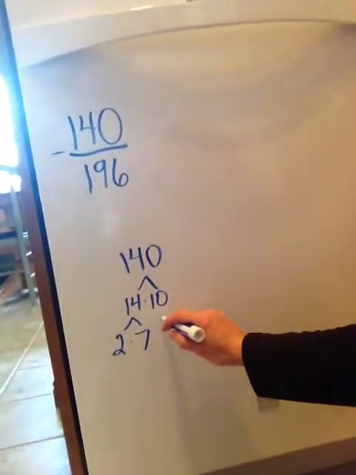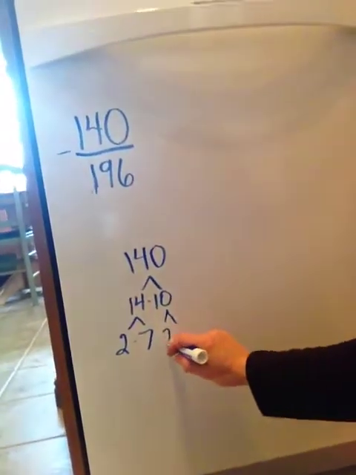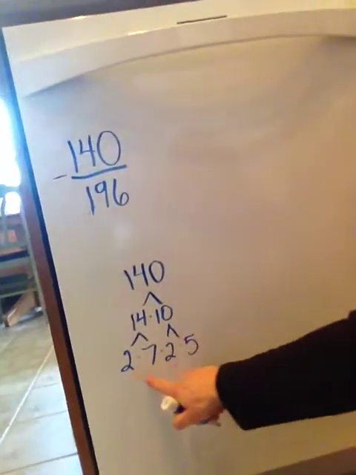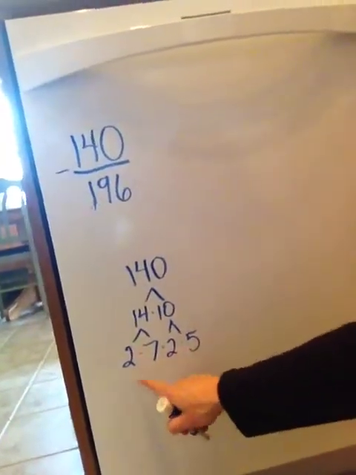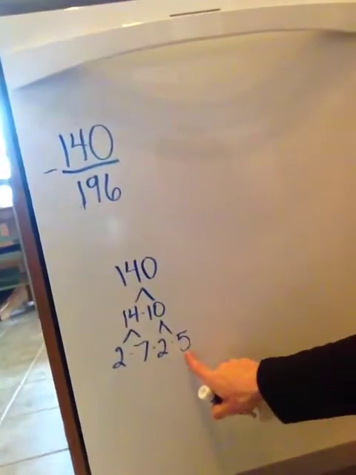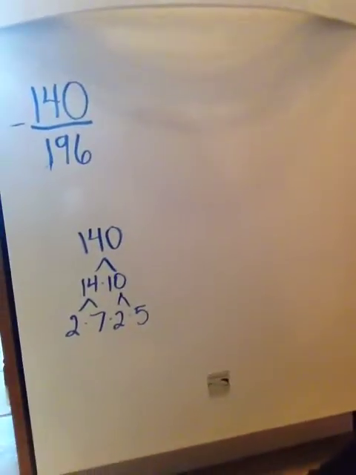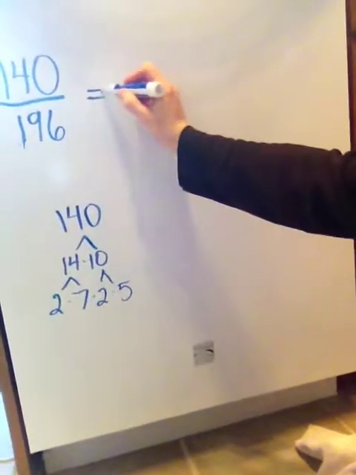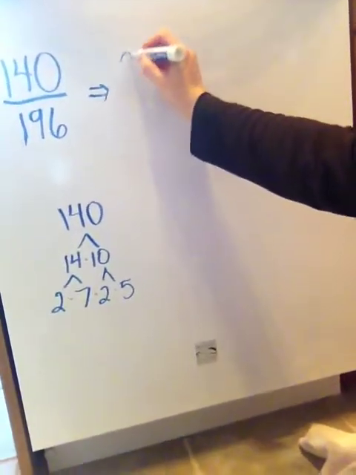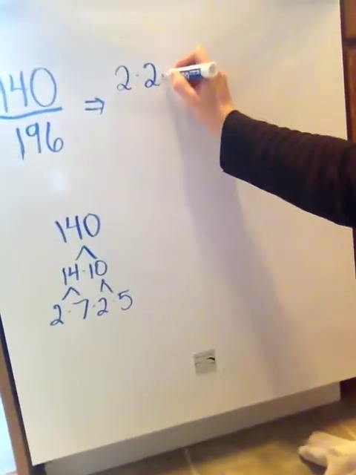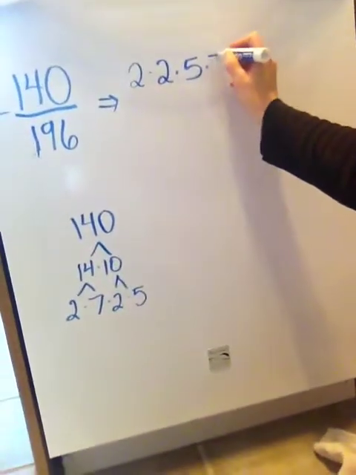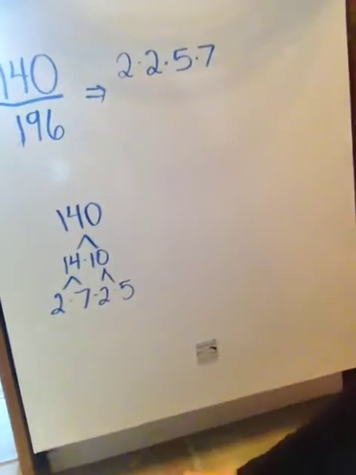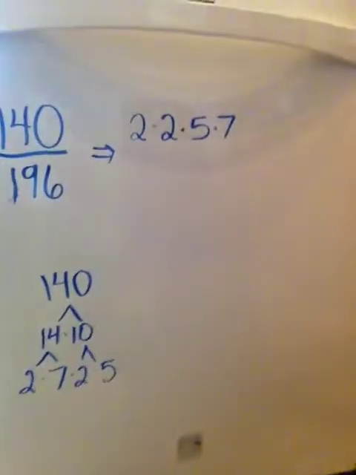7 times 2, or 2 times 7, times 2 times 5. And those are all prime. 2 won't break down, 7 won't break down, 2 won't break down, and 5 won't break down. Okay, so I have all my prime numbers. I'm going to write them up here. So 2 times 2, and I'm writing them in order, times 5 times 7. So I just did 2 times 2 times 5 times 7. Just rearrange them.